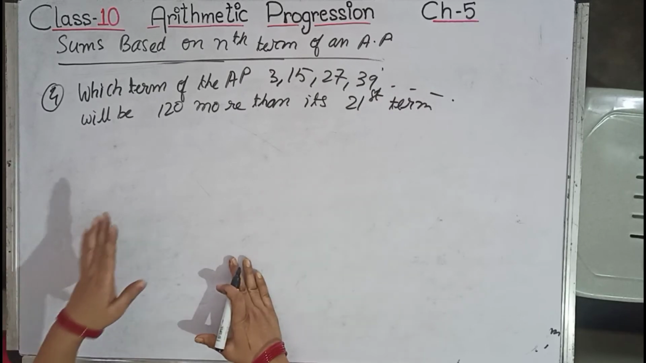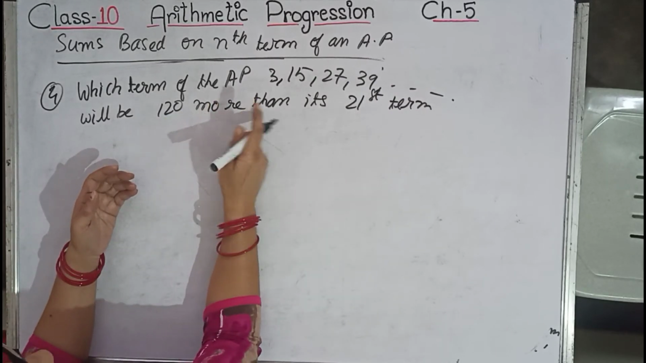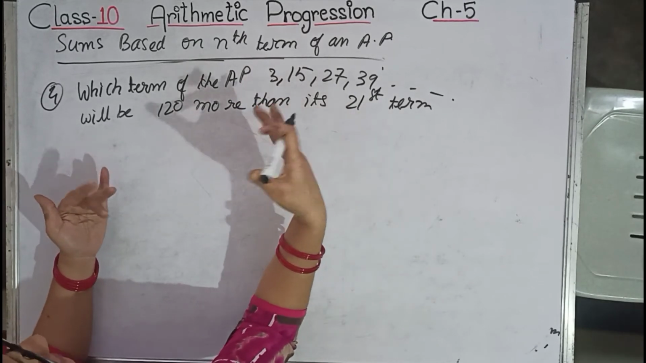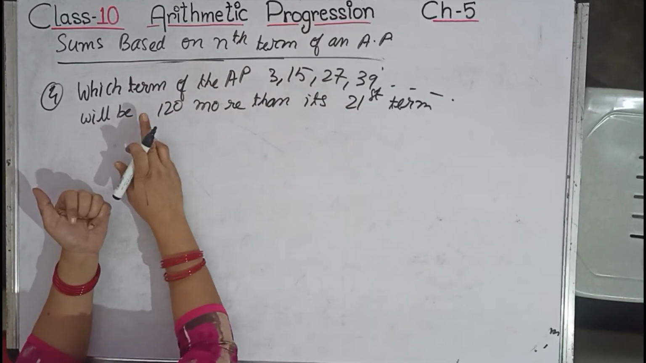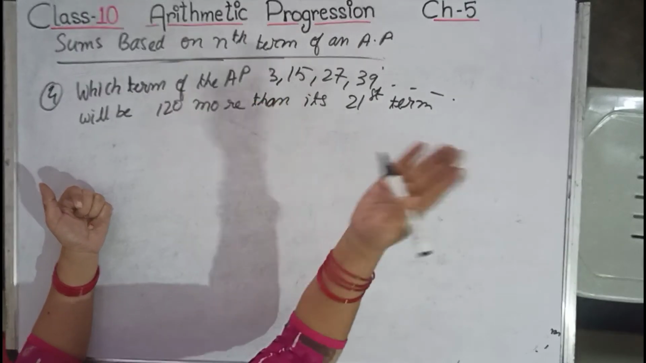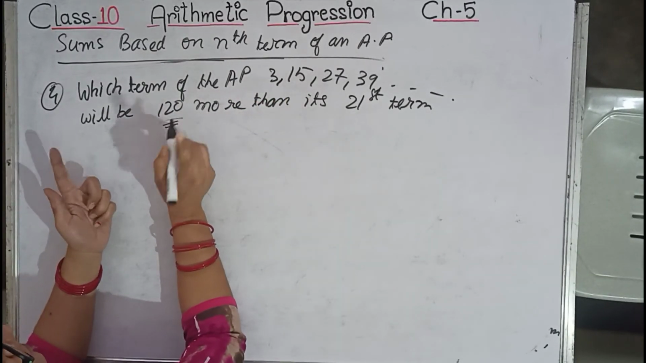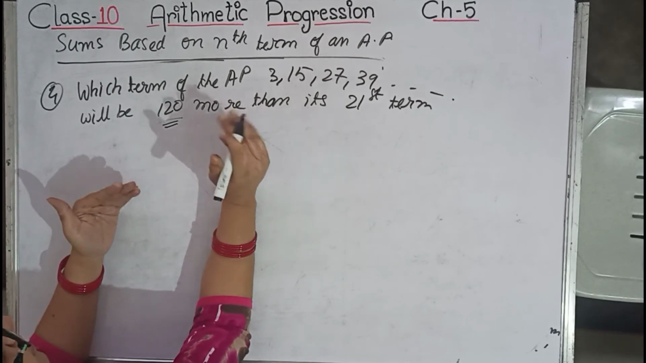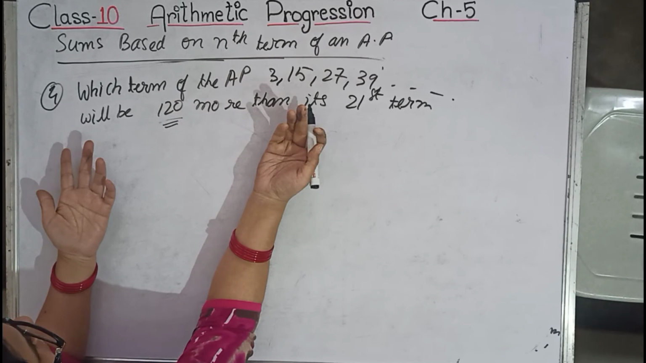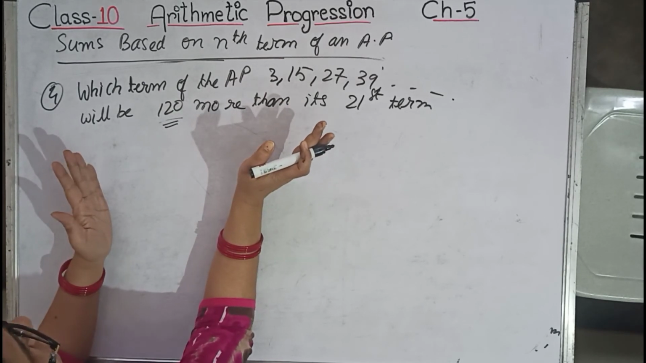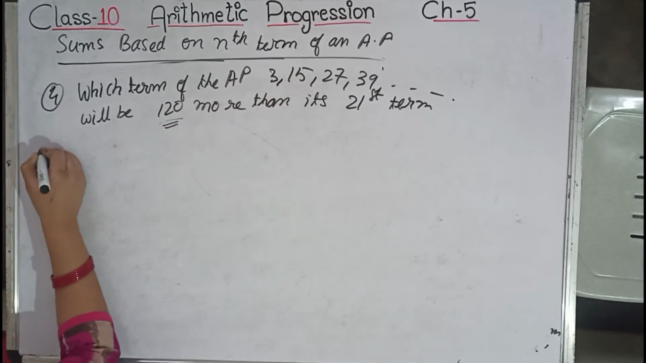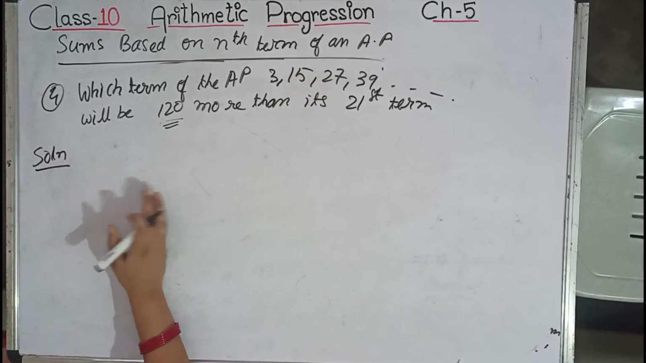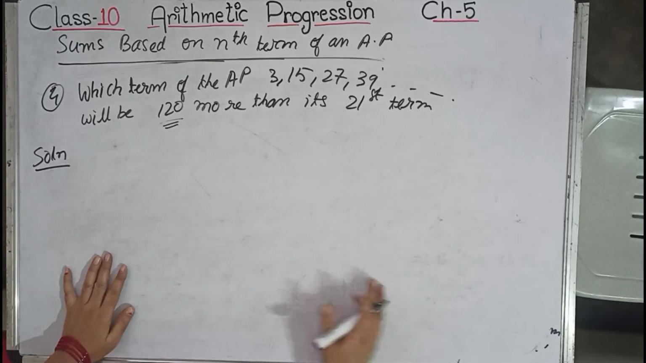So see this type of question. In this question it is given which term of the AP. AP is given, it means A is given, D is given. When A is given, D is given, calculation is lesser. Now it is said, in this AP, which term will be 120 more than the 21st term. Means 21st term plus 120 is which term. I think now you get the answer. So let us start. Solution. I am directly solving now.